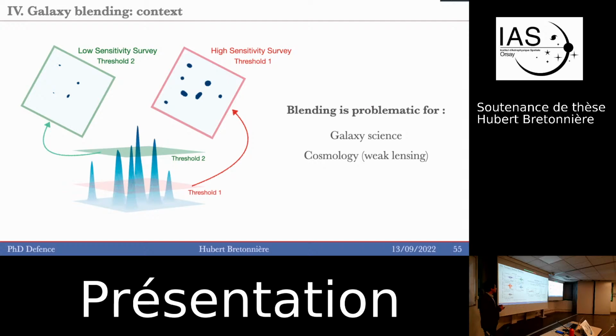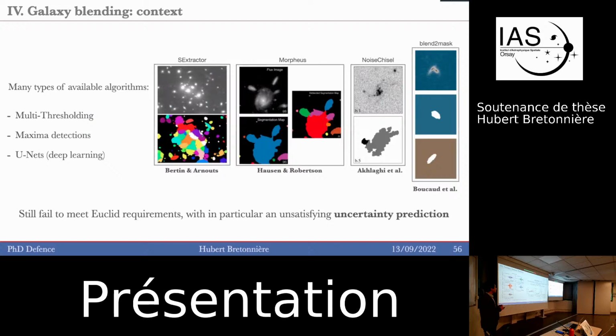And this is, of course, problematic for galaxy science, because if you want to quantify and study the morphology of galaxies, and instead it's two galaxies that are mixed, it's problematic. But also for cosmology, because here again, we want to measure the shapes of galaxies. And so if they are overlapping, you will introduce a big bias. Because of this problem, there is a lot of available software and algorithms, which use different methods. But we find that they still fail to meet the really precise requirements of Euclid. And in particular, there is an unsatisfying uncertainty prediction and calibration.